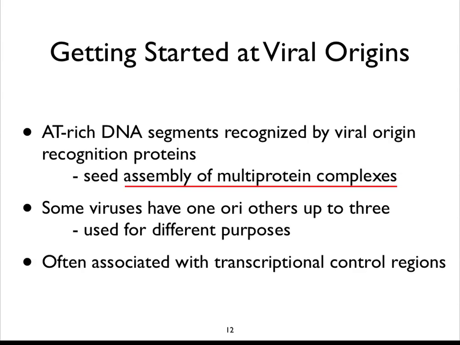Now, these are very variable in nature, but some things are common to all of them. While they will have DNA binding proteins, they will have the alpha polymerase primase mechanism of the host or the virus, depending upon what it is. They will have helicases, and they will eventually bring in some other cell proteins, depending on what the virus is, to initiate this replication. I told you before, some viruses have one origin, others have up to three, and they can be used for different purposes.